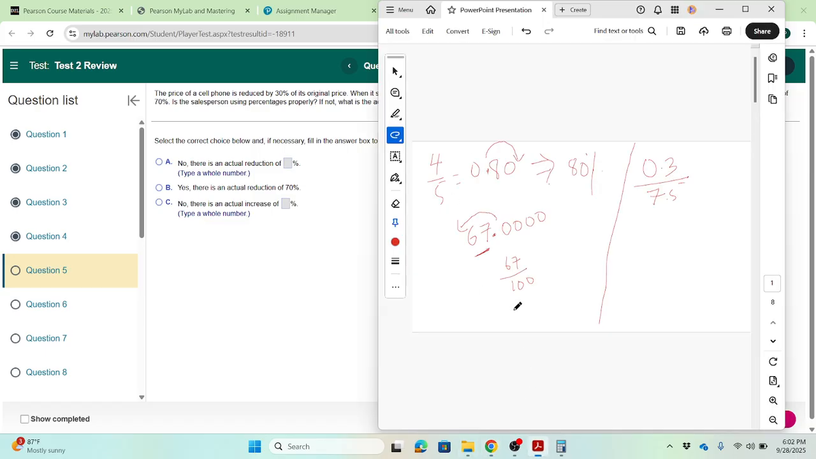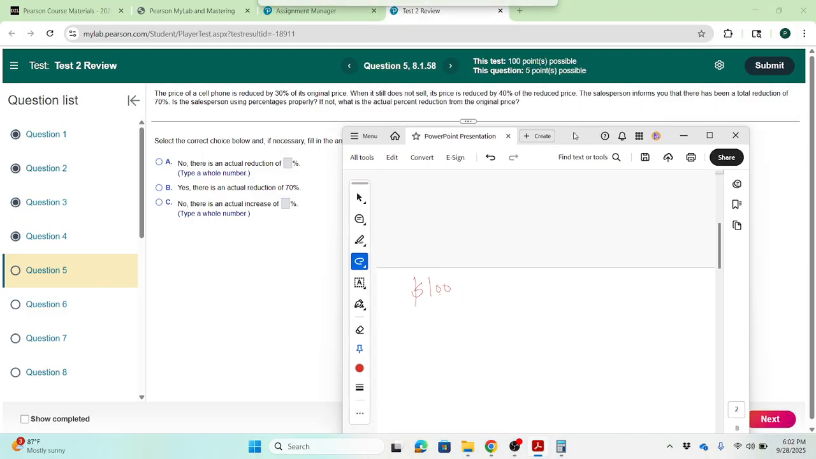So look at here. Let's assume that the original price was $100, just to make it easy. So initially the price reduced by 30%. So 30% of $100 is $30. So it reduced by $30. So now the new price would be $70. Now, 30% reduction gives you $70, and then 40% of this $70 reduction.